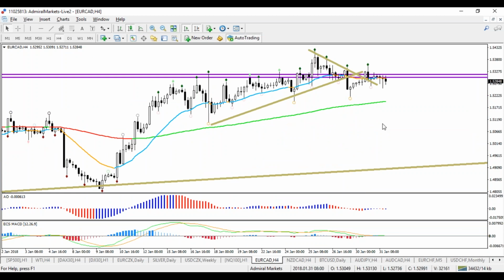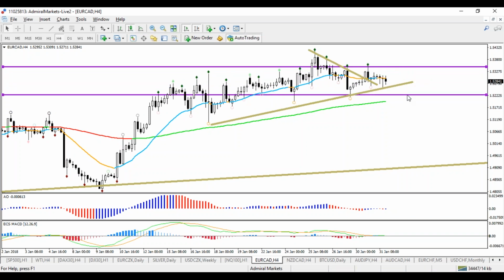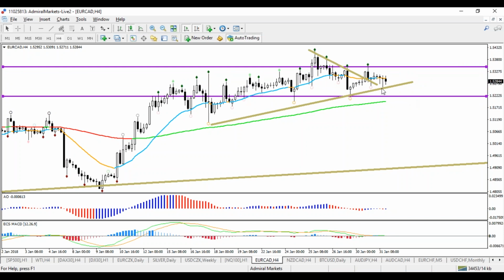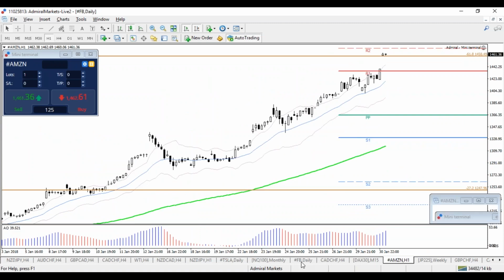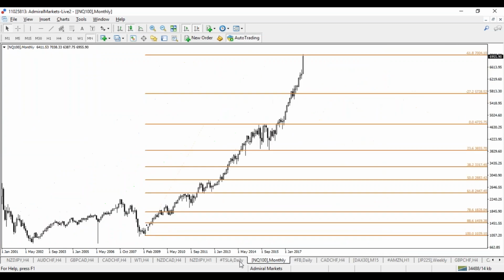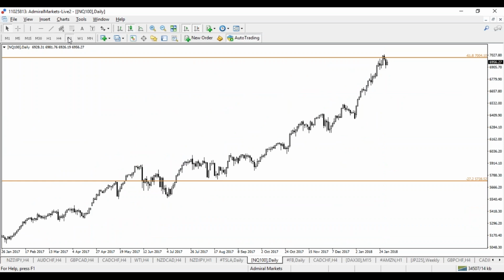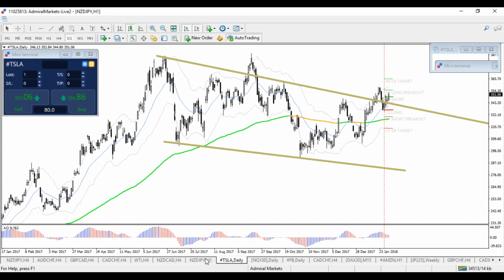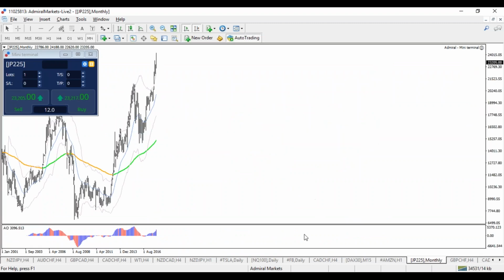EuroCAD does not look interesting. It's just very choppy at this moment. Could break. Keeping an eye on these levels probably. Like this. And let's see, Amazon still continuing high. I saw the bullishness in Amazon with regard to price action. Higher high again. All right, I probably don't see anything at this moment that is much worth discussing, I guess, unless you have something you would like to take a look at.